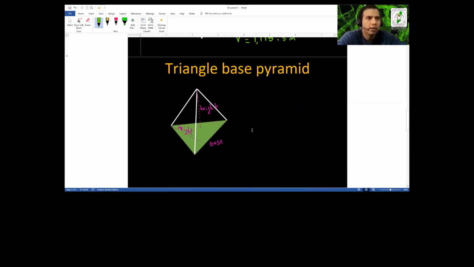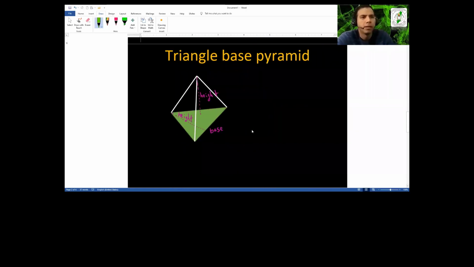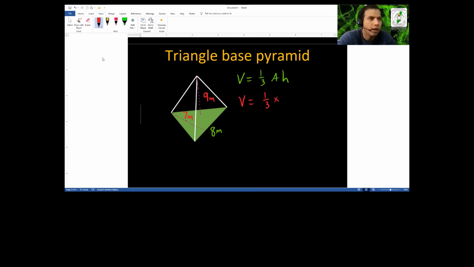Lastly, we have a triangle base pyramid. So we have the triangular base, which we have here as a base, and the height of that triangle. Then we have a second height, the height of the pyramid. Okay, we have two heights, the height for the triangle and the height for the pyramid. So volume is 1/3 area times height. So the volume is 1/3 times the area of the triangle, which is 1/2 base times height, times the height of the pyramid. So we can consider this height 1 and height 2.